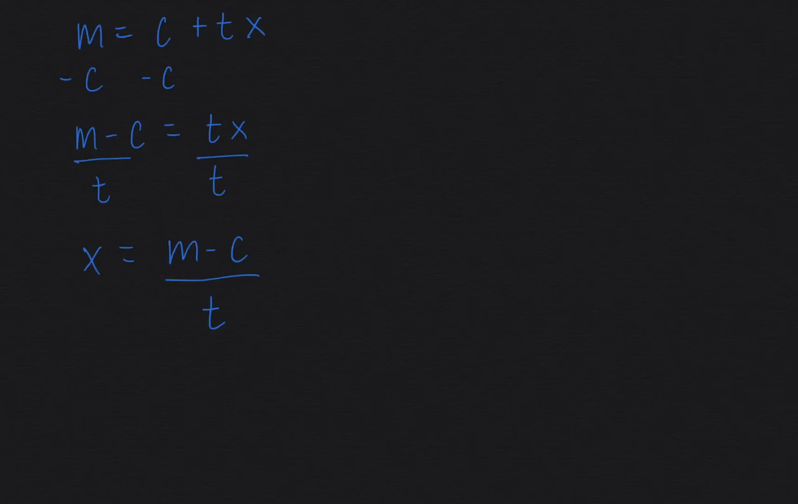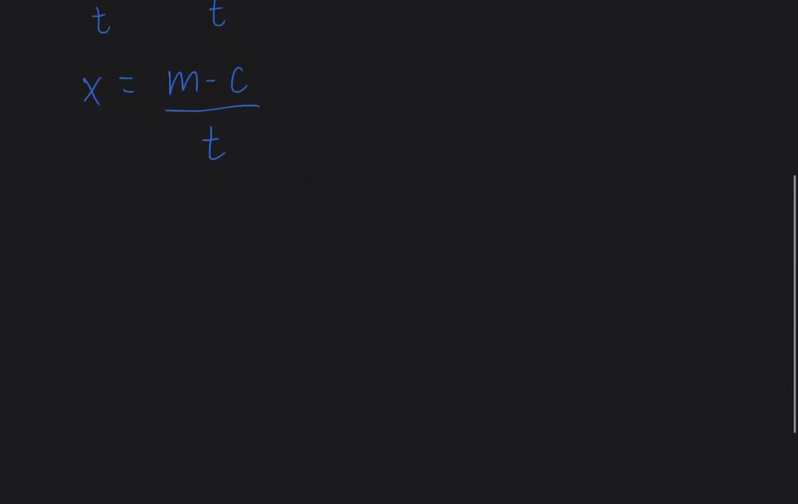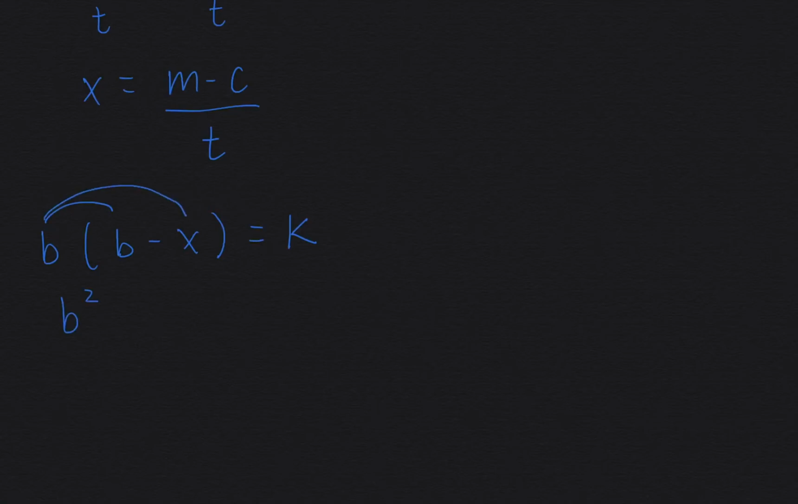And in this example, we are going to have to remove the brackets and then make x the subject, okay? So just going to use multiplication to remove brackets. And we are going to say b times b minus x is equal to k, okay? So in order to do this, first we have to expand the brackets. So b times b is b squared. B times negative x is minus bx. And now we have equals k.